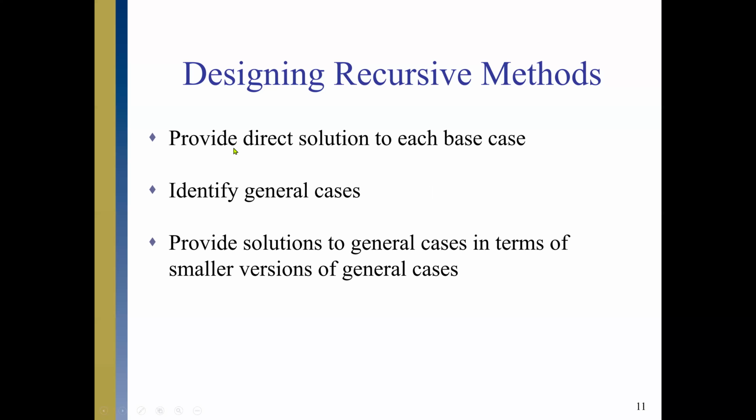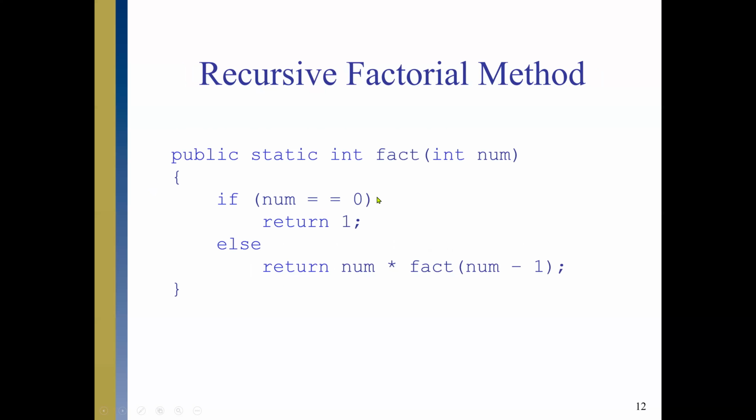Next, we need to provide a direct solution to each base case and also identify the general cases. Then we provide a solution to the general cases in terms of a smaller version of the general cases. So now let's see an example. How do we find the factorial of a number?